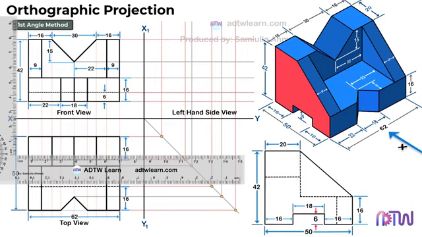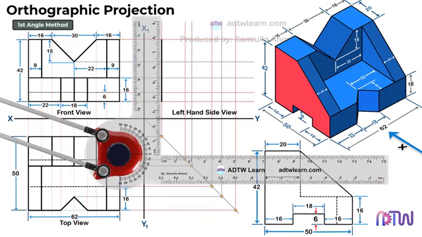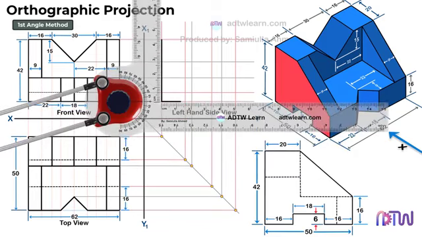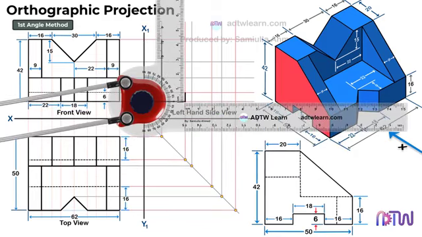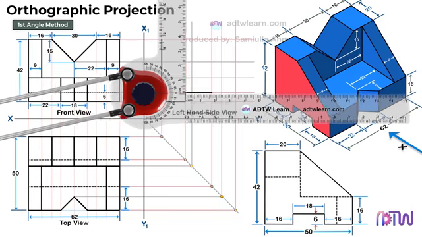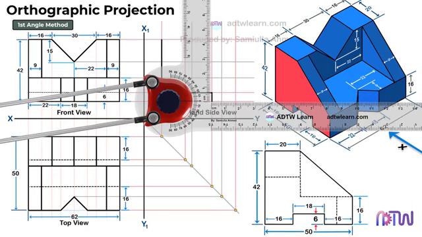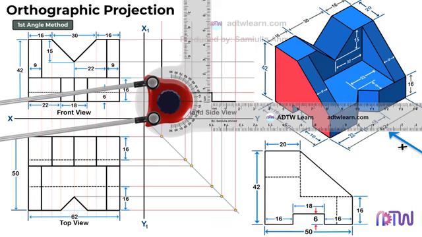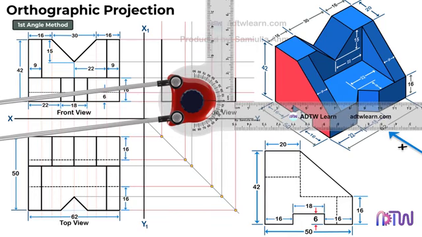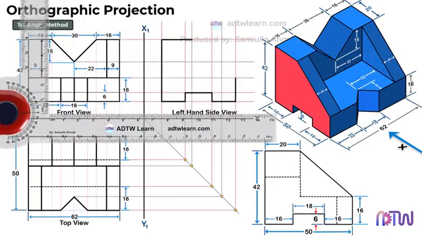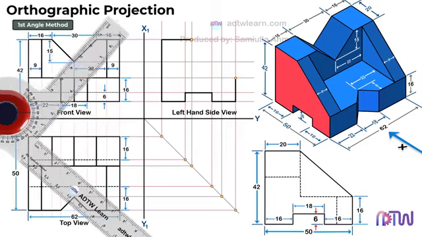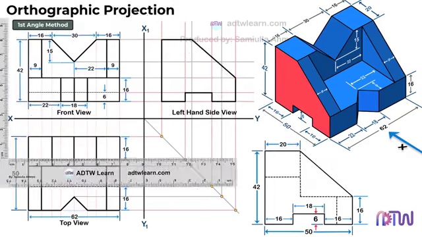To construct the left-hand side view, draw a vertical line of 42 mm, whose length will equal the distance between these two lines. After this, draw a horizontal line of 16 mm. Then, a vertical line of 6 mm. A horizontal line of 18 mm. A vertical line of 6 mm. And at last, a horizontal line of 16 mm. Next, draw a 16 mm vertical line from this endpoint. Draw a 20 mm horizontal line from this endpoint. And join these two endpoints. Therefore, we got the outline for the side view.